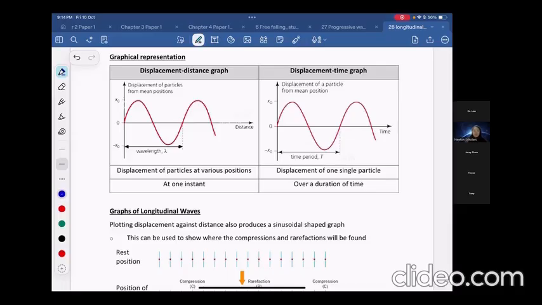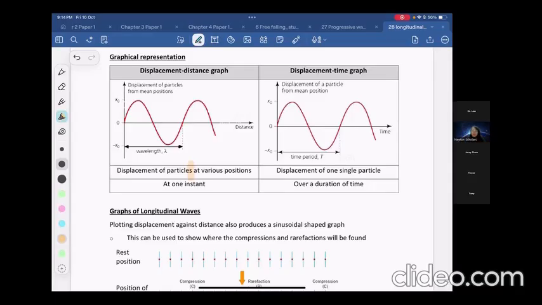So displacement-distance is actually the displacement of particles, different particles at different positions. For example, there are 30 students in the classroom. I capture 30 students right now at this moment.